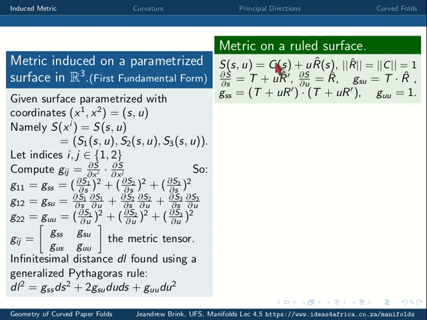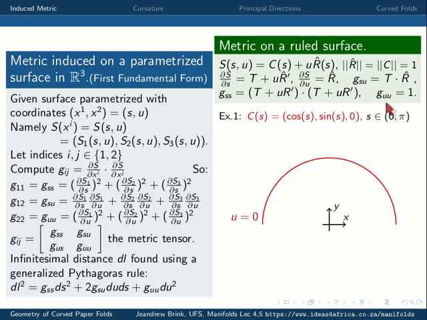Okay, so given a curve and given a directrix for a ruled surface, we can immediately work out simply from these formulas what the metric is. So let's look at an example.